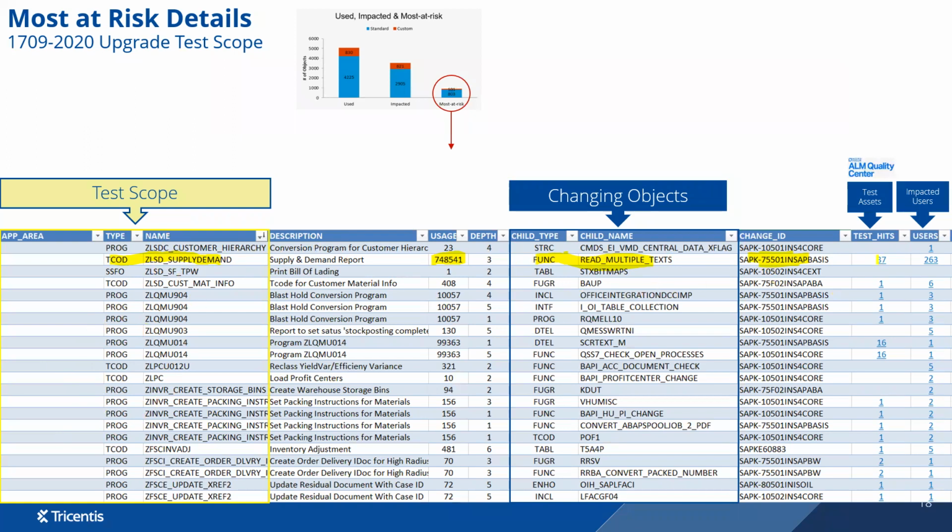By the way, this customer had 37 tests in ALM to cover this T code. So pretty good coverage. And there are 263 users that use this T code. I could drill into those and see who those users are and so forth. Does that make sense so far?